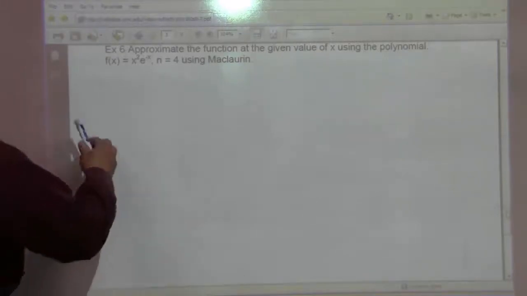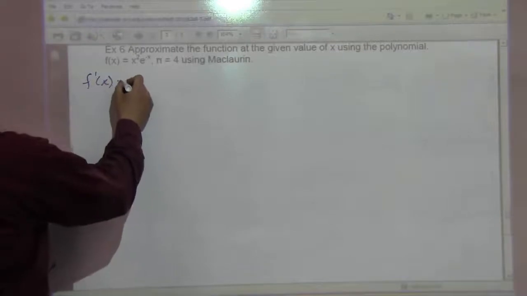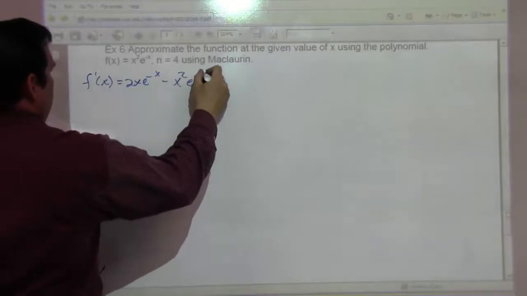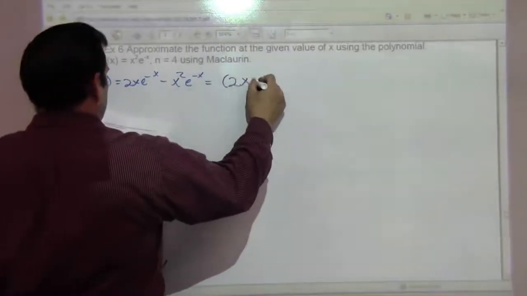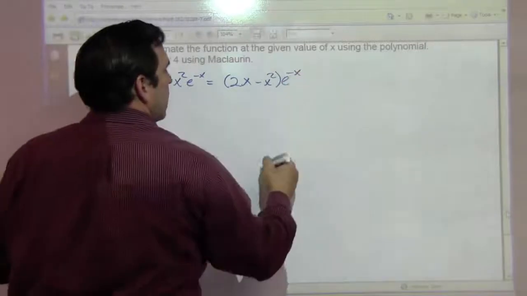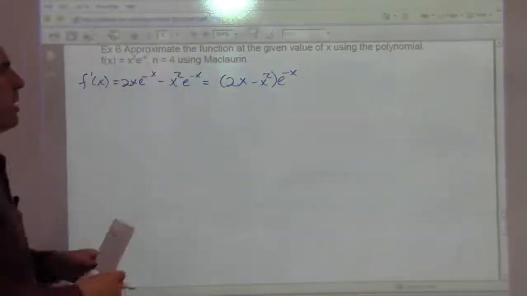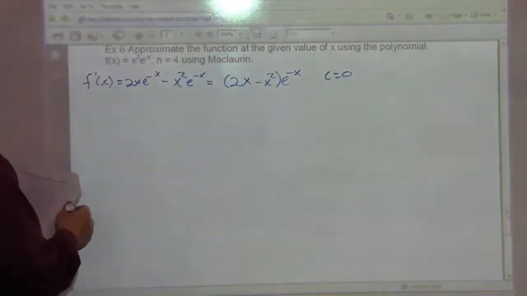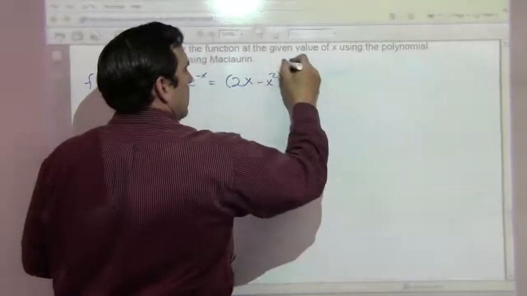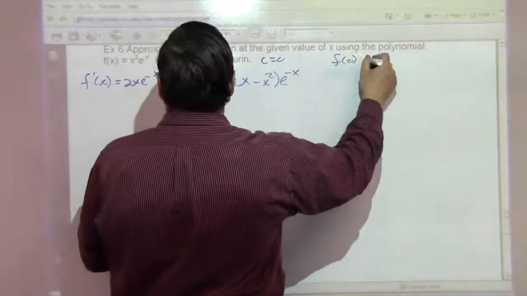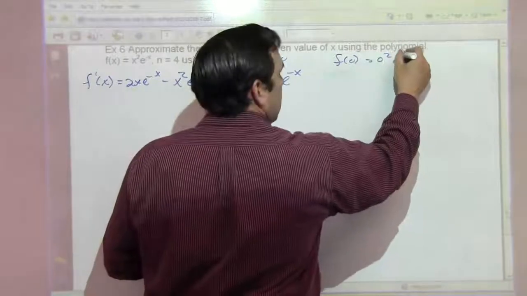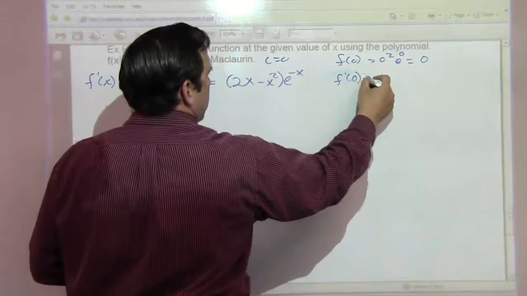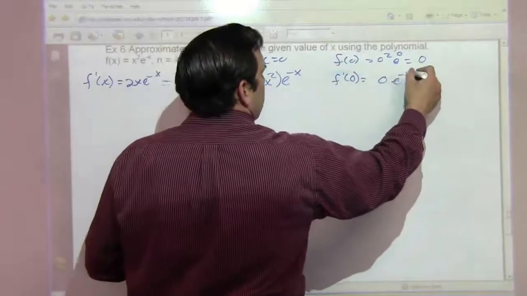Okay. So f prime of x is going to be 2x e to the negative x minus x squared e to the negative x, which is 2x minus x squared times e to the negative x. And it says at the Maclaurin, so that means our c equals 0. So f of 0 is going to be 0 squared e to the 0, which is just 0. f prime of 0, excuse me, is going to be 0 times e to the negative x. That's just going to be 0.